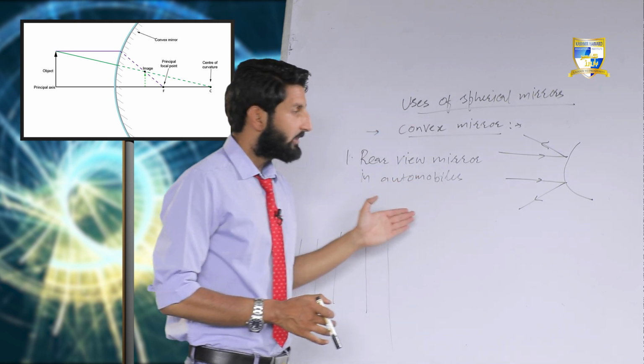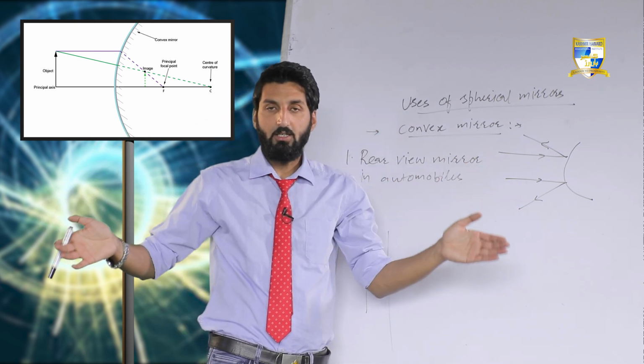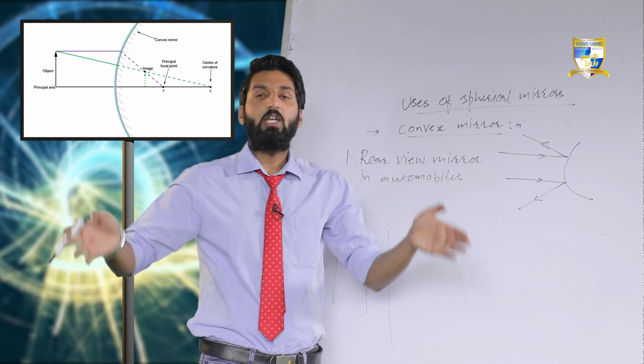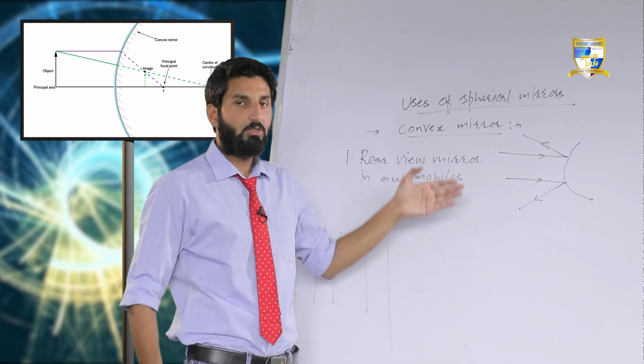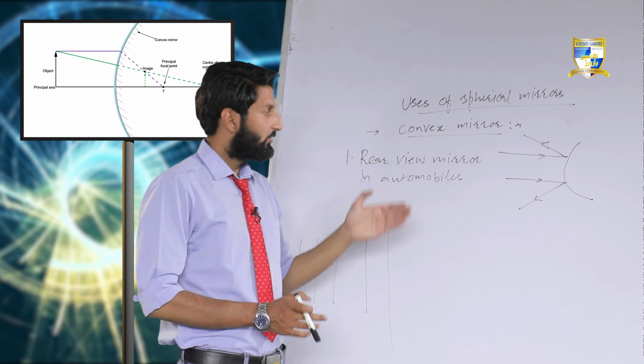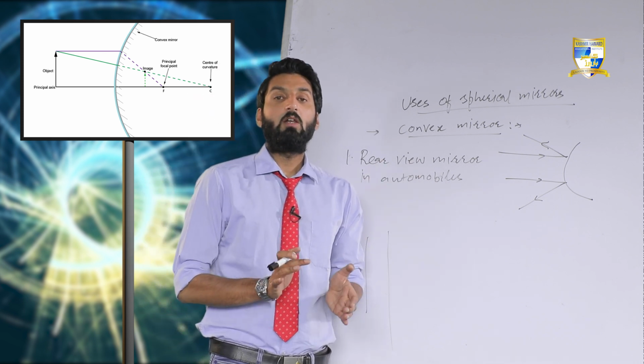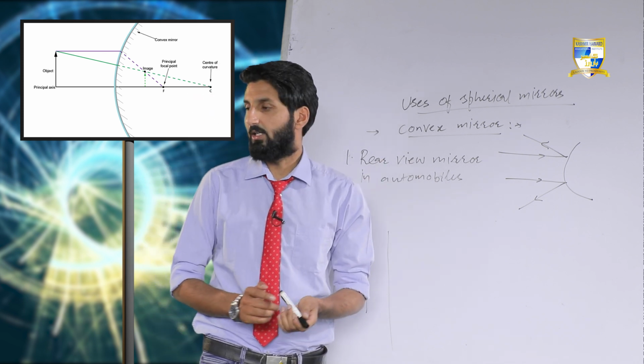So the convex mirror encloses a wider area, it encloses a large area in it, that's why it has some special uses, and one of the uses is that it is used as a rear view mirror in automobiles.